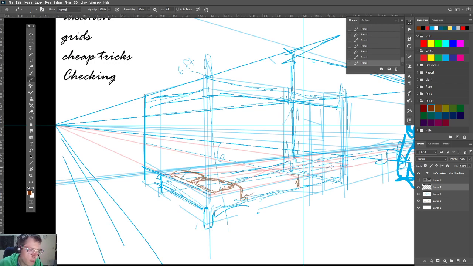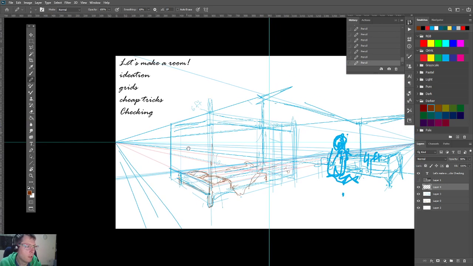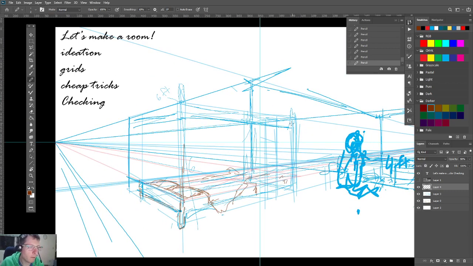Why is this bed so neat and tidy? This should be a mess, right? And I'm not actually doing any rendering here. I'm mostly just trying to think through a perspective problem. How you go about rendering this is the next stage. But you know, it's so worth it to put in the effort to make sure that this works well.